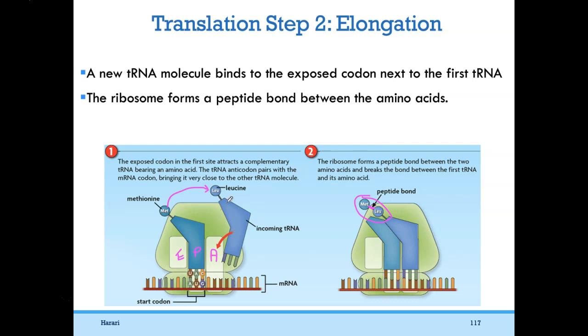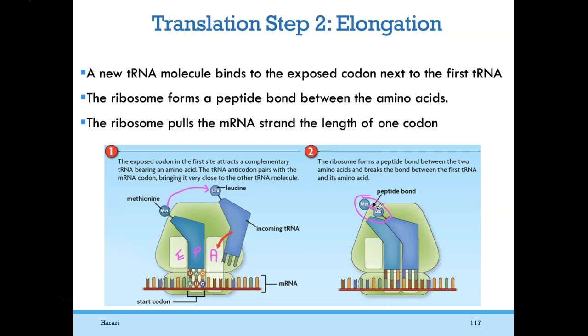But what's happening is the second tRNA will come into the site, and then a peptide bond will be formed between methionine and the next amino acid. And the mRNA will then be pulled down one. So now this site will be exposed. These two are going to move here. So that will leave this thing empty.